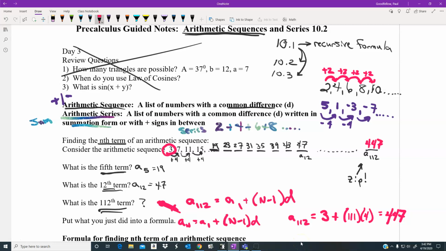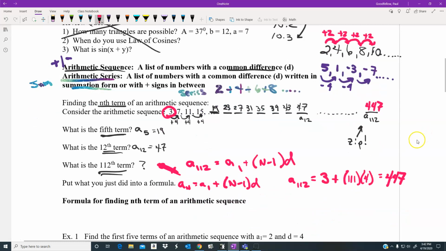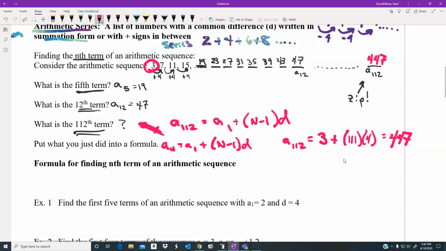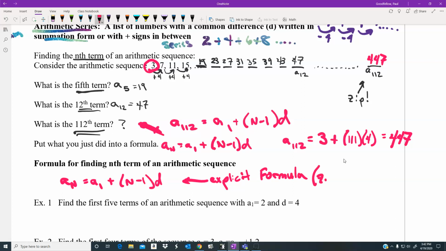Now, let me say something about being able to zip to this particular location. That being able to zip concept, or this a sub n is equal to a sub 1 plus n minus 1 times d, is what's referred to as, instead of a recursive formula, because it doesn't have the a sub n minus 1, and it doesn't use the terms that come before it, so it's not recursive, this is what's called an explicit formula. Okay, this is an explicit formula to be able to zip, and that's what I like to think of it as.